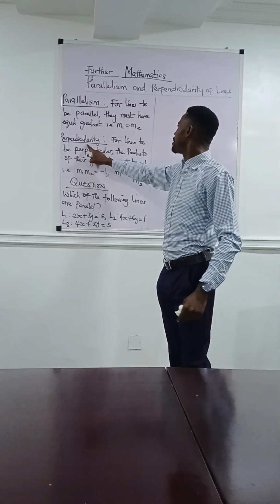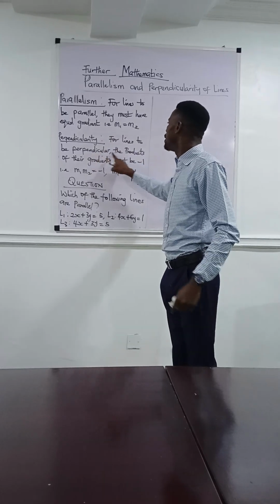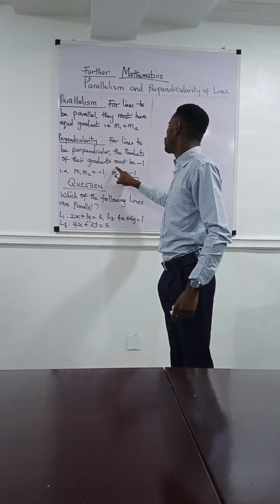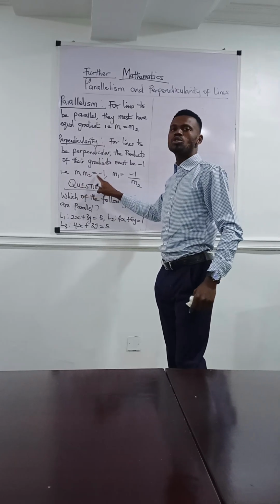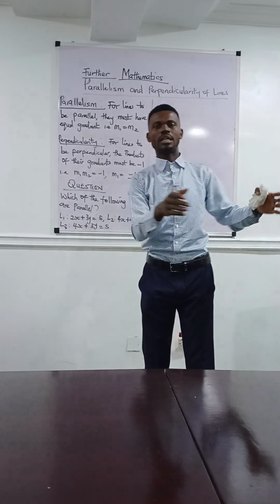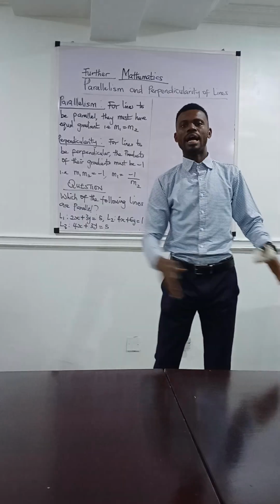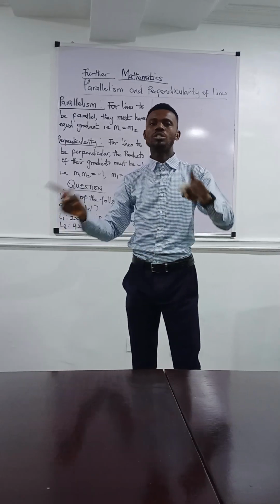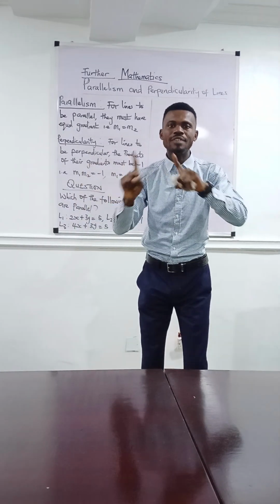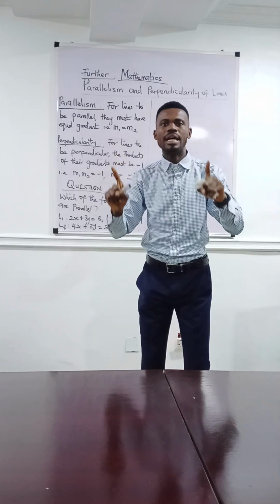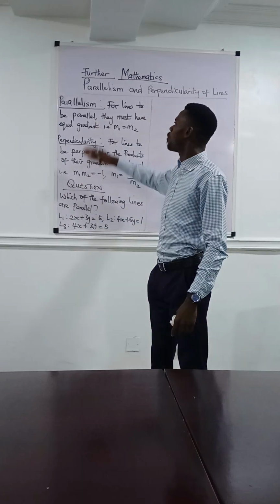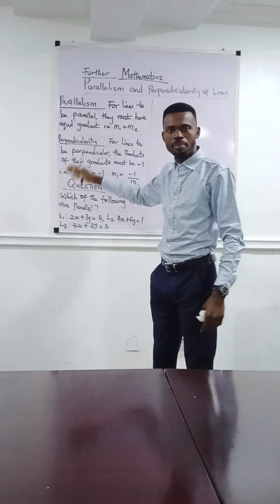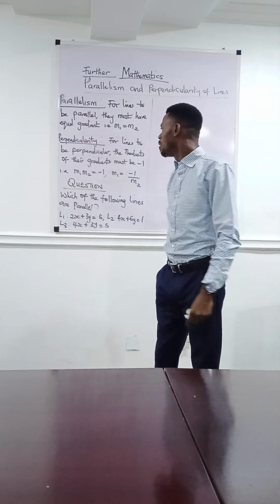Now, perpendicularity. For lines to be perpendicular, the product of their gradients must be -1. That means M1 times M2 equals -1. So if I have the gradient of the first line and the gradient of the second line, and I multiply both and the answer gives me -1, it means that the two lines are perpendicular. So these are the conditions for parallelism and perpendicularity under gradients of lines.